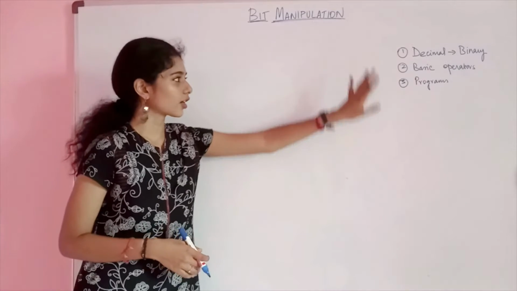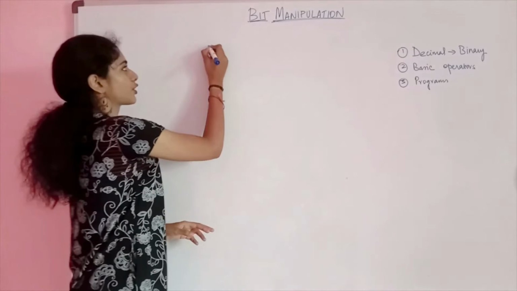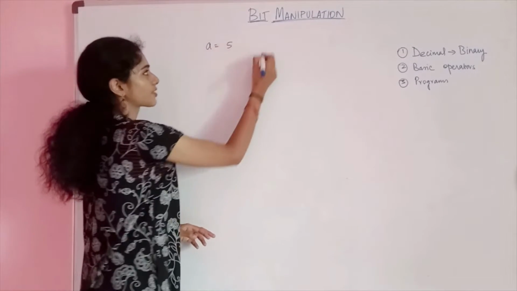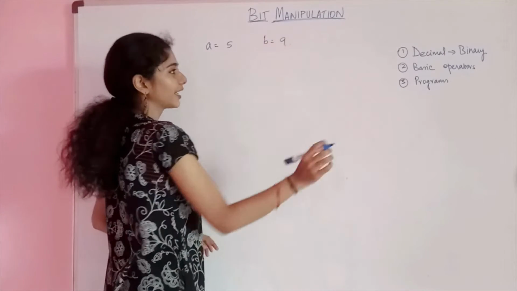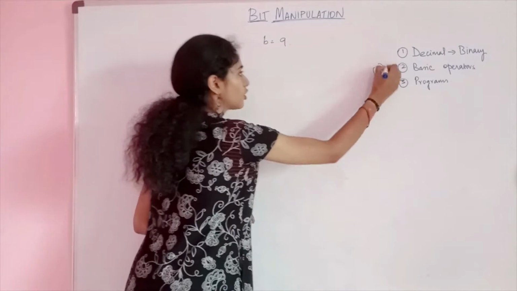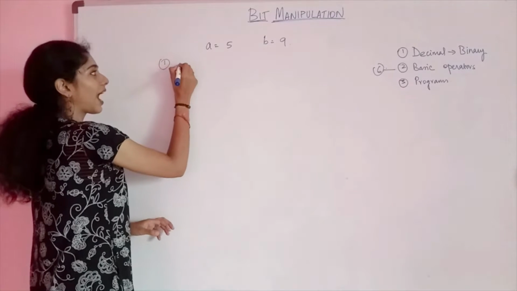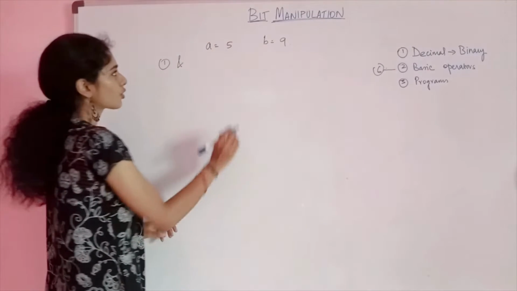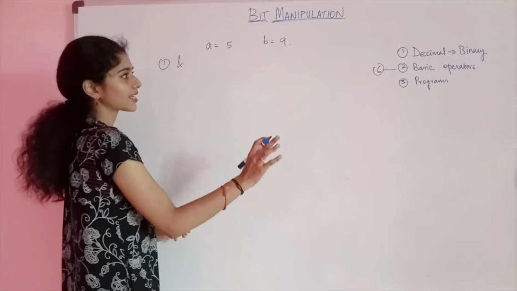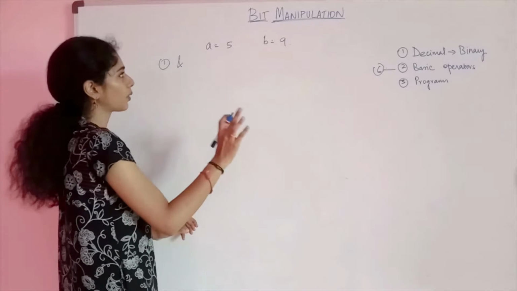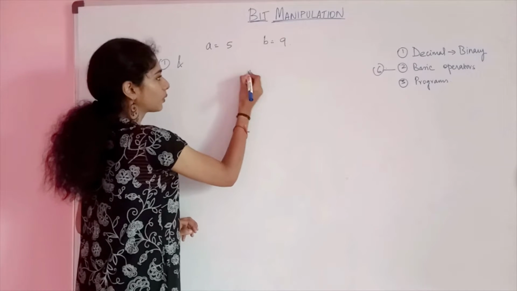Now let's consider the basic operators. Let's consider two numbers, okay? Suppose A is 5 and B is 9, and we will go through all 6 operators, fine? Let's initially start with the AND operator, okay? We already studied in the previous lesson how to convert a decimal number to a binary number, alright? So how will I convert 5?